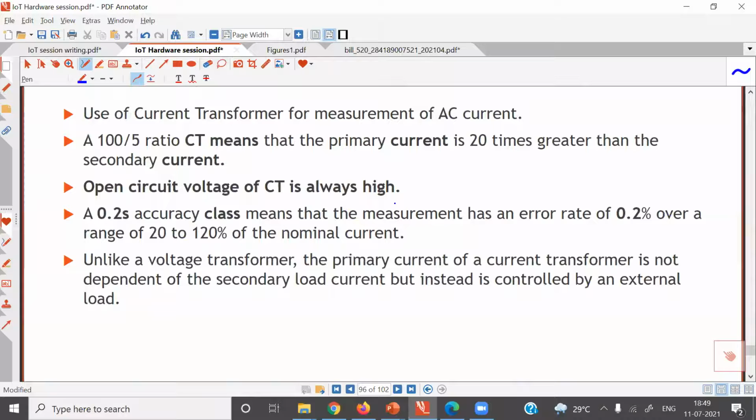So open circuit voltage of CT is very high, so it requires burden resistor. Burden resistor is our conventional resistor. As we are connecting across CT coil, it is putting burden. That's why it is called burden resistor. So value of burden resistor is usually specified in the data sheet of CT.